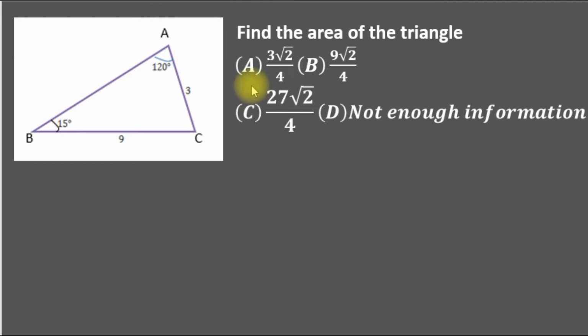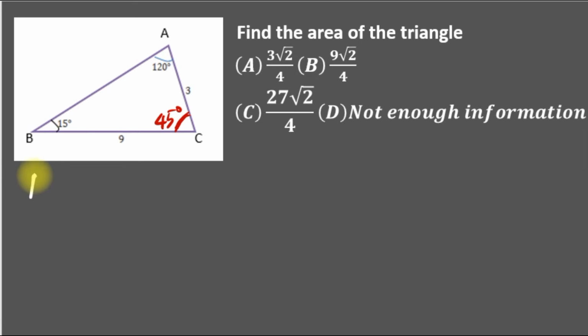Find the area of the triangle. As you can see, we are given two sides. And from our formula, the area of a SAS triangle, since we are given two sides, we need to know this angle. Once we know this angle, we find the area. So since here is 15, here should be 45 to make it 180.